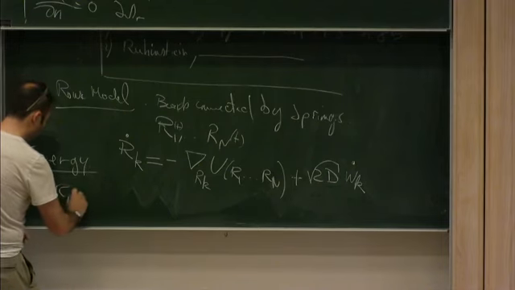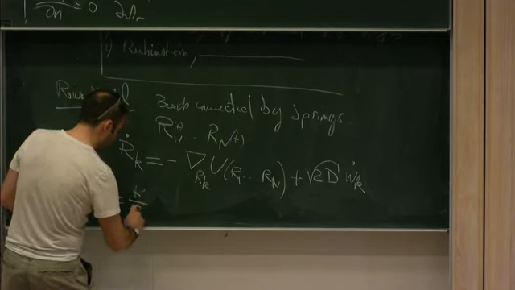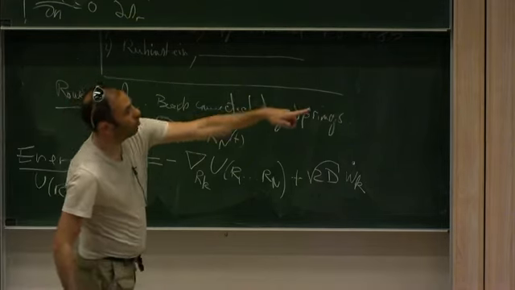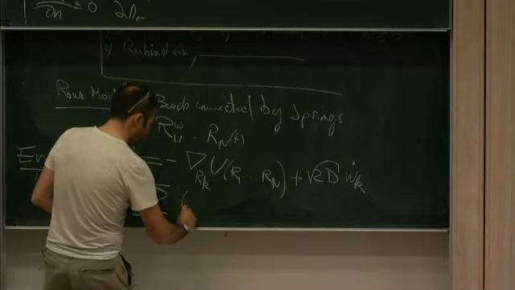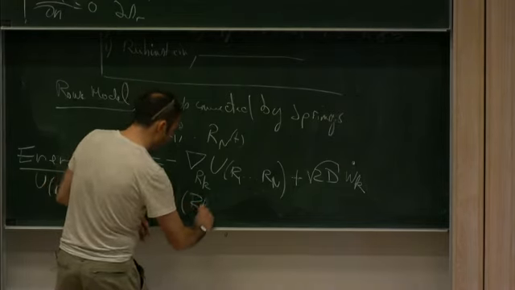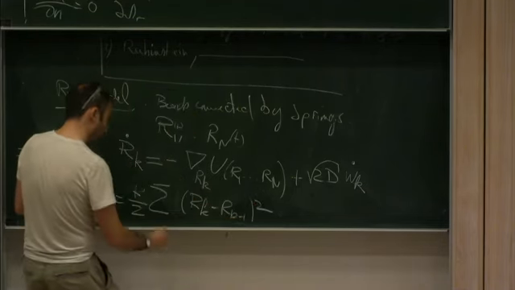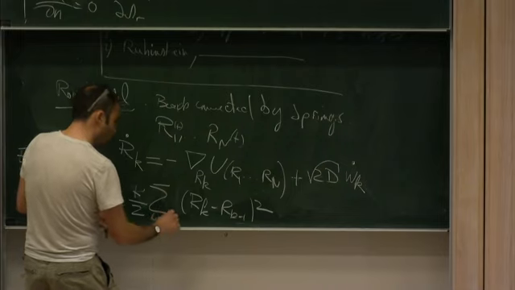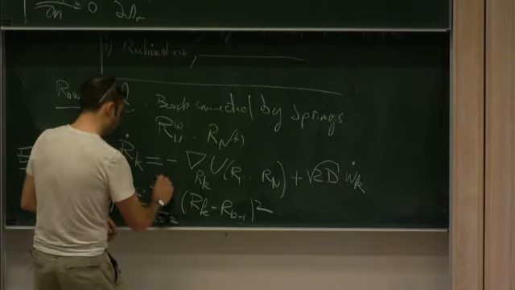is U of R1 to Rn equals kappa divided by 2. This is the same kappa that we've used over there. This is just a spring constant. Sum of Rk minus Rk minus 1 squared, and k has to go, let's say, from 1 or 2 to n.